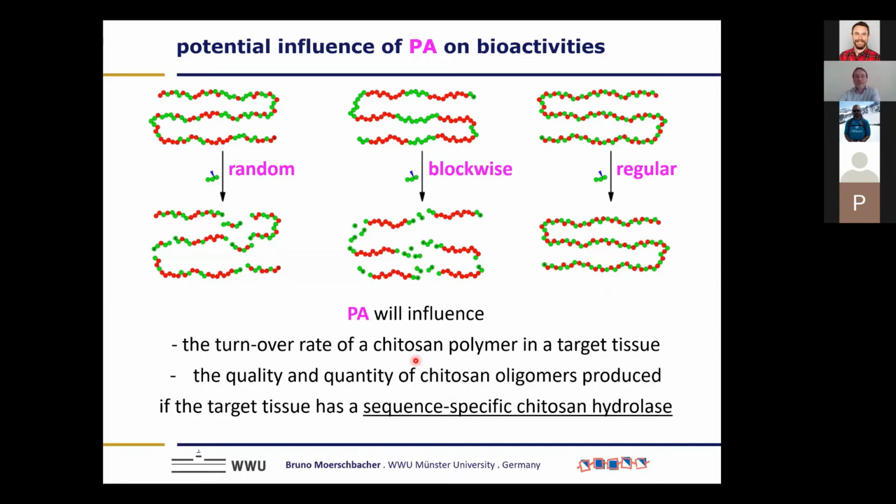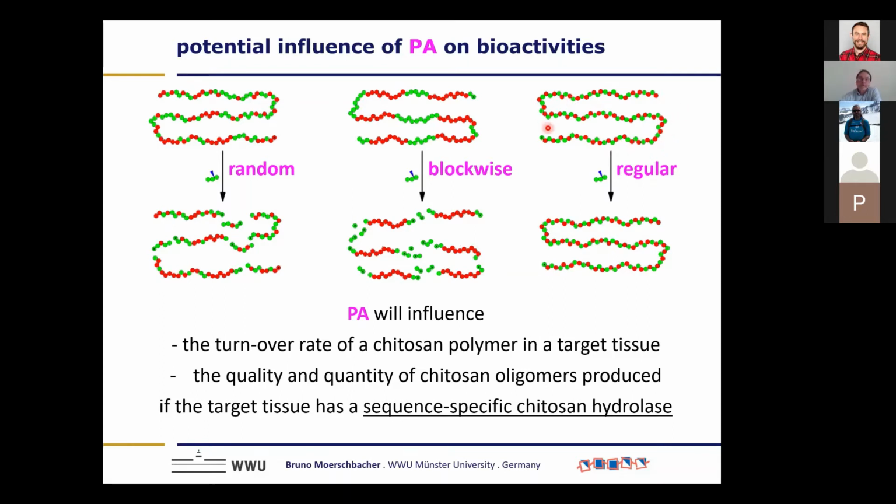Here we have 3 different chitosan polymers, just in theory, which have the same degree of polymerization and the same fraction of acetylation, but the acetylated units are differently distributed inside the polymers. We have a random distribution here, a blockwise distribution in the middle, and on the right-hand side, a regular alternating distribution.